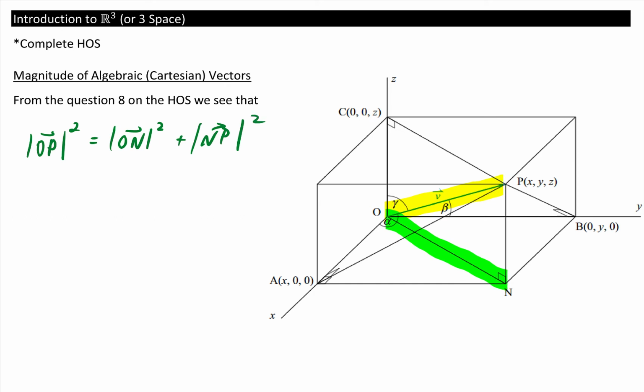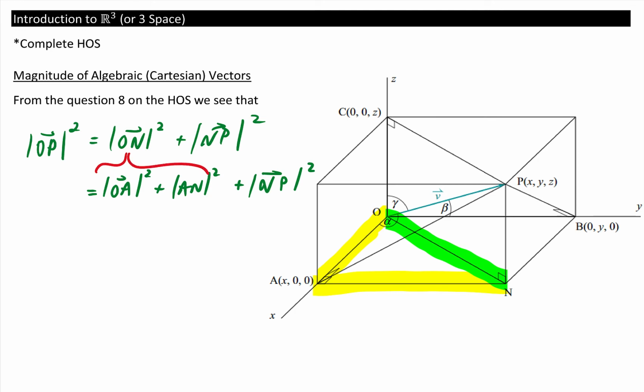Notice that ON, the vector at the bottom, is also part of another right triangle. It's a right triangle that goes from O to A and from A to N. So what we have is that OP squared is equal to OA squared plus AN squared, and we still have NP squared. So that's ON right there. Using equal vectors, let's keep this as OA squared.